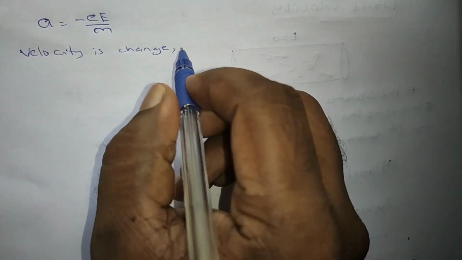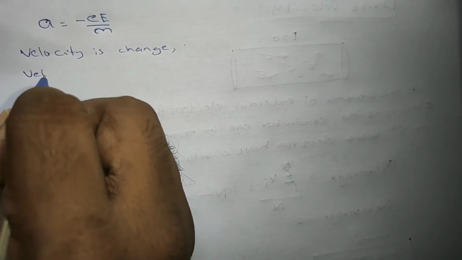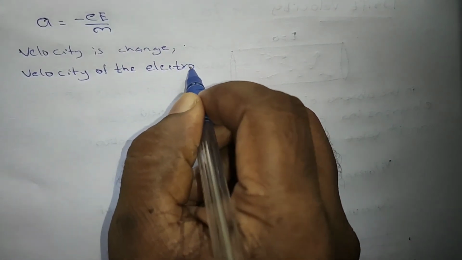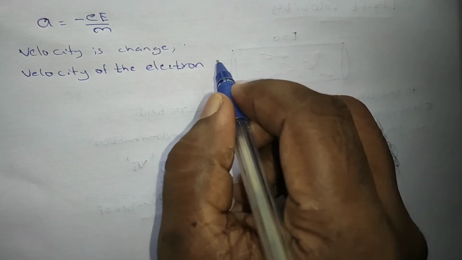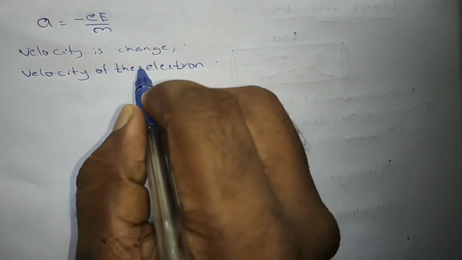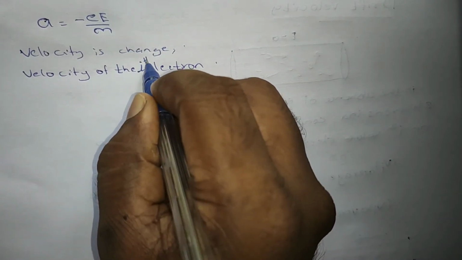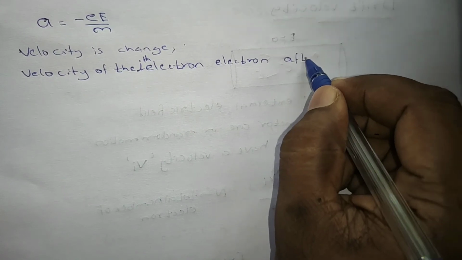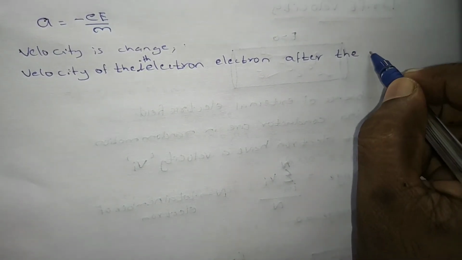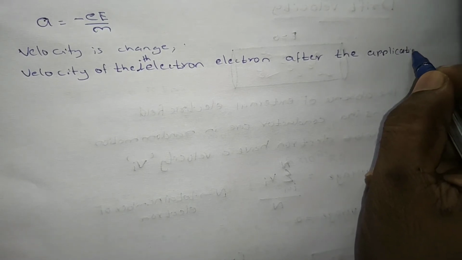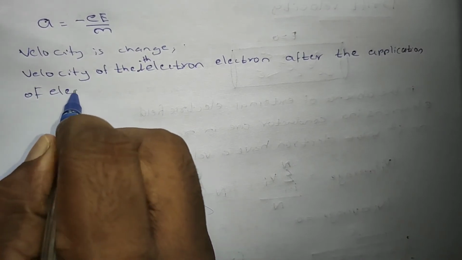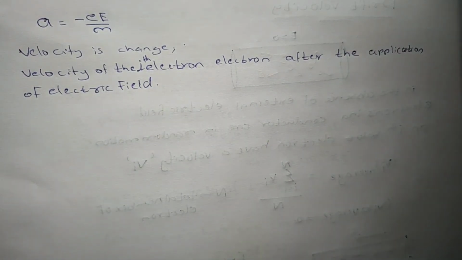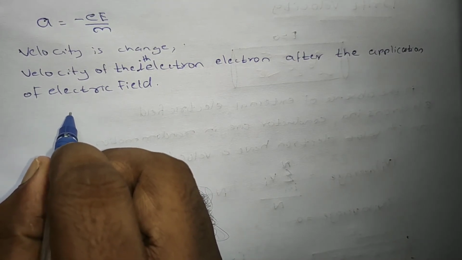So what is the velocity now? The velocity of the electron, we take it as the ith electron, after the application of the electric field. Initially the velocity is vi.